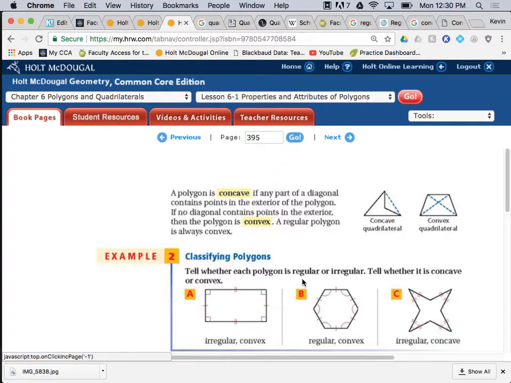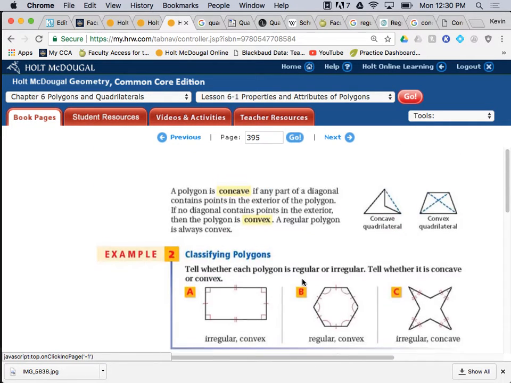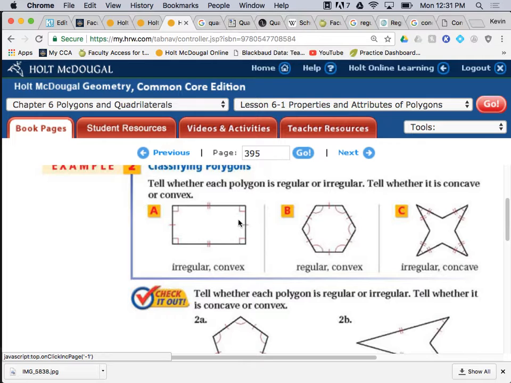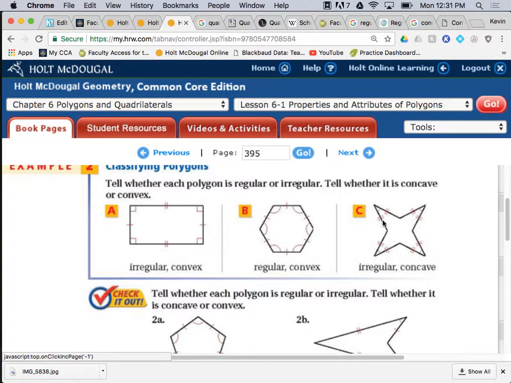So now let's talk about this, look: irregular, convex. Why is this one irregular? Because the sides aren't equal. This one is regular. Why? All the sides and all the angles are equal. This one is irregular. Why? Look, not all the angles are equal, right? There's no way for it to be concave and for it to be regular. It's not going to happen. So it's concave, so it's irregular.